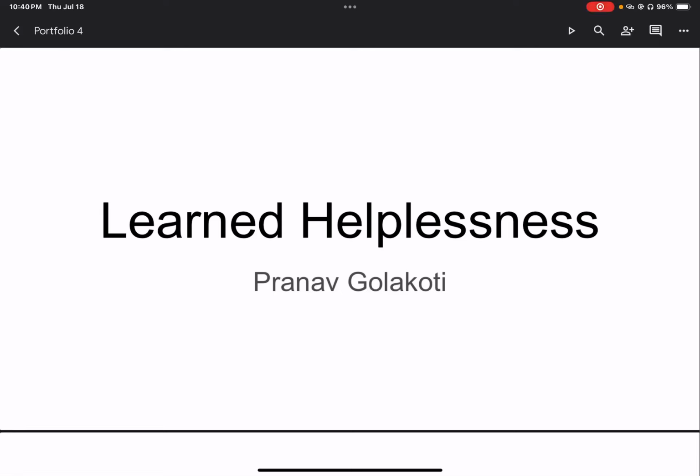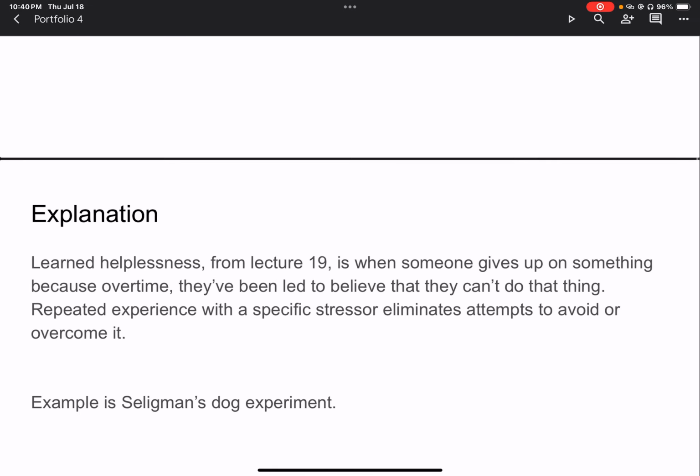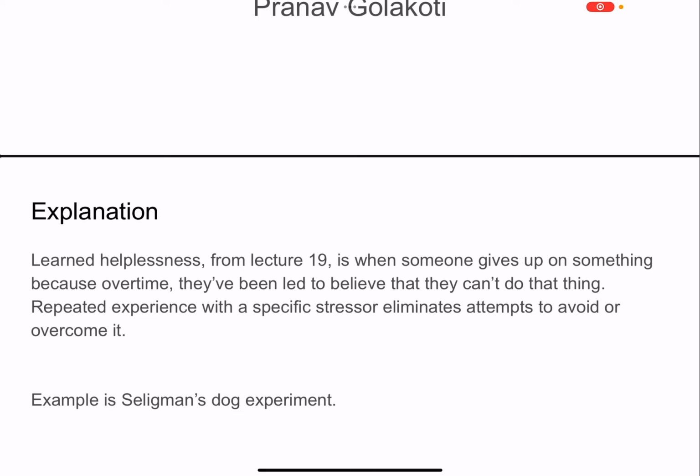Hello, today I'm going to talk about the concept of learned helplessness and a real life example that relates to it. So, a brief explanation of learned helplessness, from lecture 19, is basically when someone gets repeatedly exposed to the same kind of stressor, something that stresses them out, and over time being repeatedly exposed to that gives them a sense of hopelessness or helplessness.